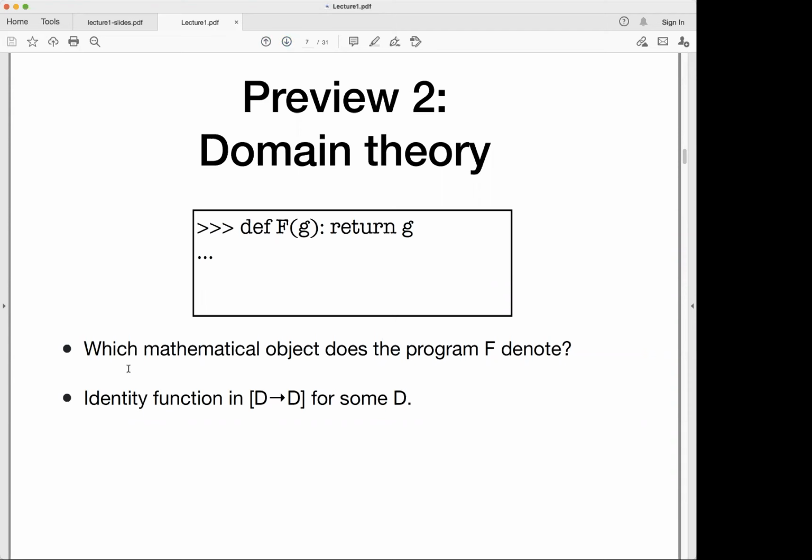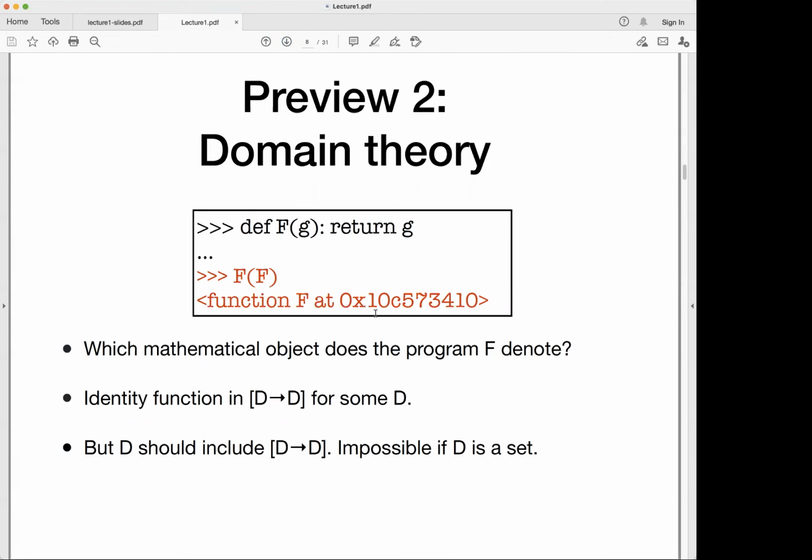But so this looks like a reasonable choice. But then things become complicated because in a programming language like Python, you can apply function f to itself. Okay, so what you can do is apply function f to itself. So then it returns, if it doesn't raise any error, it just returns something.